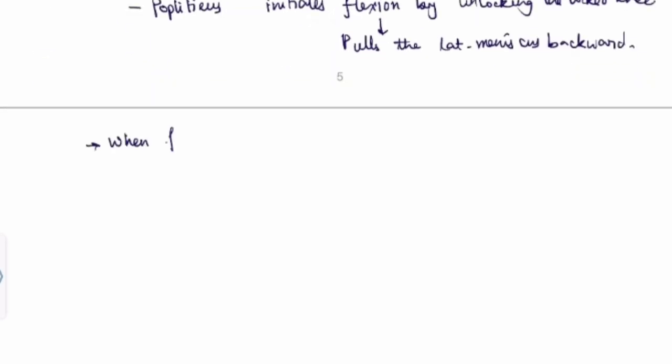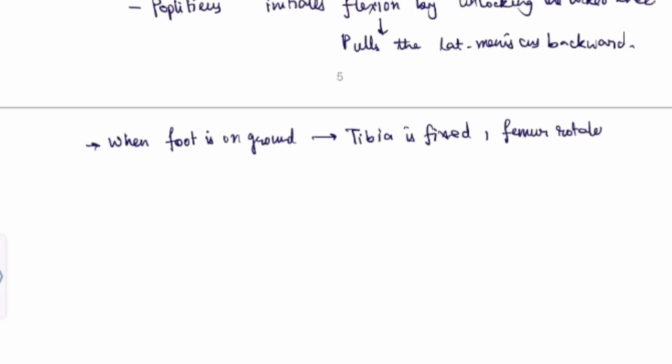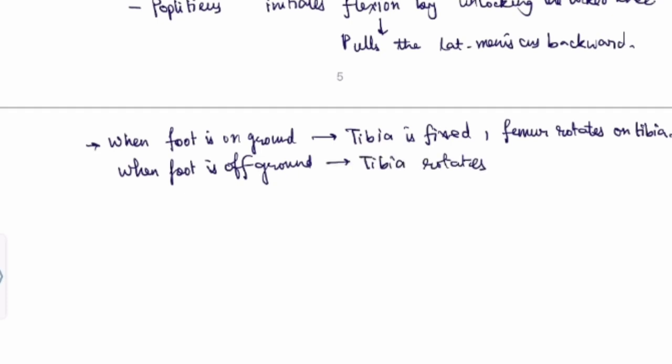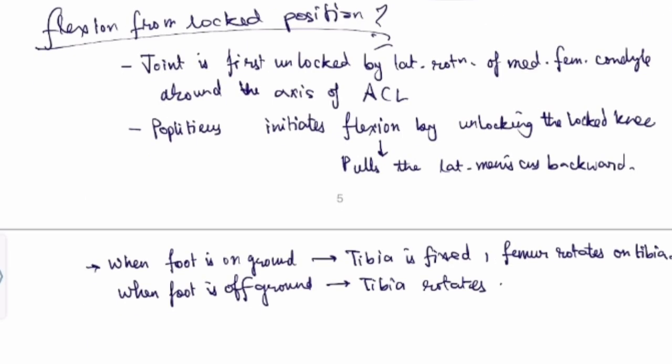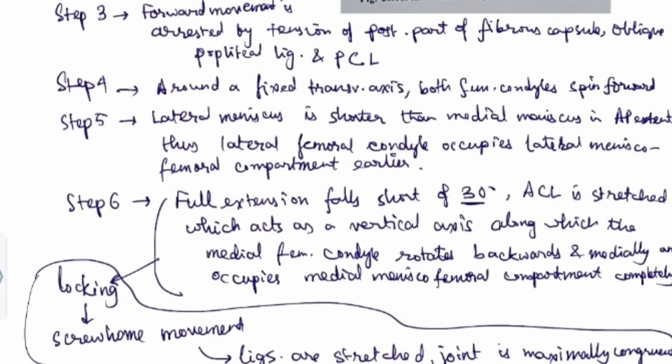Okay. Now a few more things that I want to mention here, some tidbits. When the foot is on the ground, tibia is fixed. So femur rotates on the tibia, right? But when foot is off ground, tibia rotates. Okay, so the tibia rotates. So then what will happen is that the foot is on the ground. See, come to this last part.